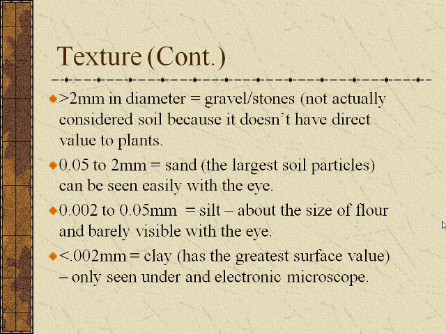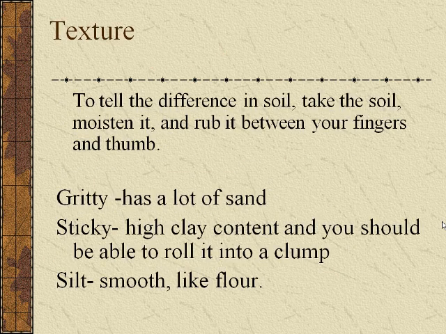0.002 to 0.05 is silt, barely visible to the eye. It's the size of a piece of flour. And then less than 0.002 millimeters is the clay. That's the greatest surface value, and that's only seen under a microscope. So the test really is to take it between your fingers and rub it together. If it feels really gritty, that has a lot of sand in it. If it's really sticky, and you can clump it together in the palm of your hand, that's a high clay content. And if it's really smooth or runny, that's silt.